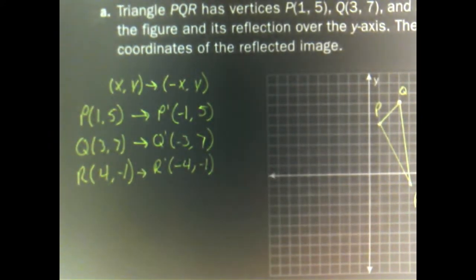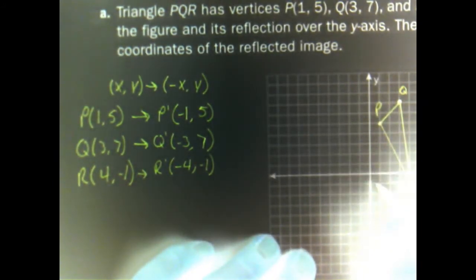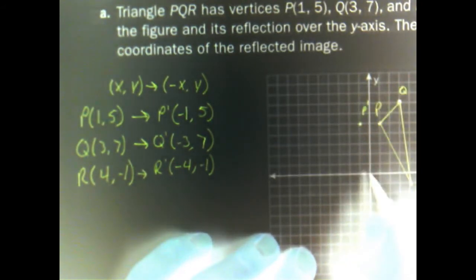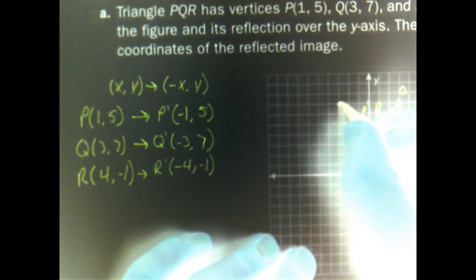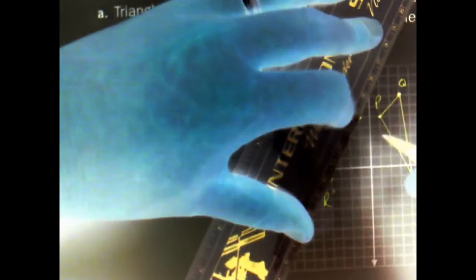Okay, so those are all of my new coordinates, and now all I have to do is graph them. So P prime is negative 1 comma 5. There's P prime. Q prime would be negative 3, 7. 1, 2, 3. 1, 2, 3, 4, 5, 6, 7. All the way up there. Q prime. And R prime would be negative 4, negative 1. And yet again, you see a perfect mirror image.